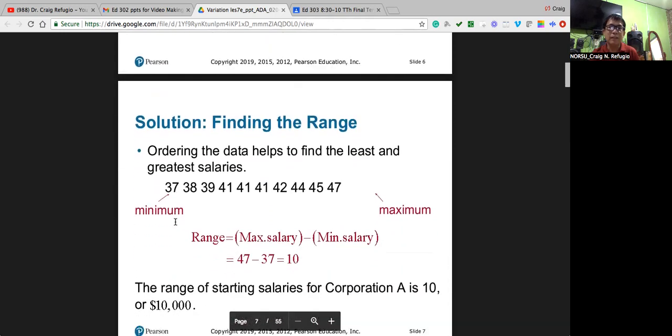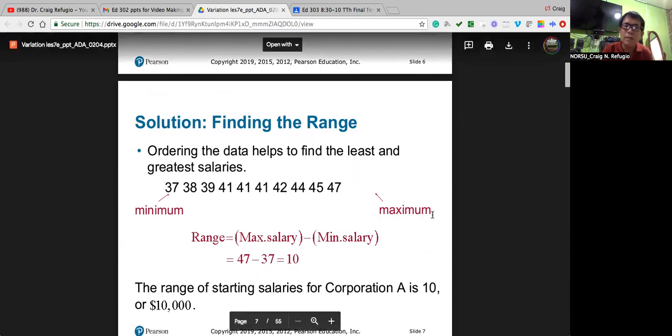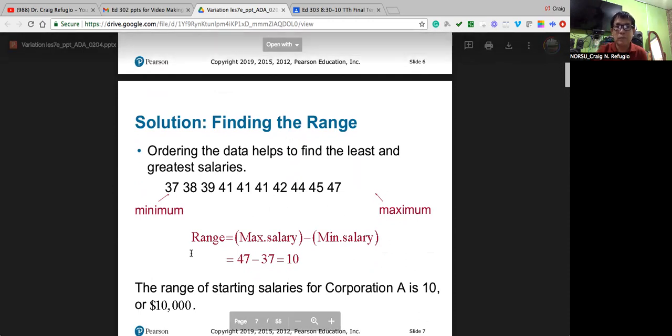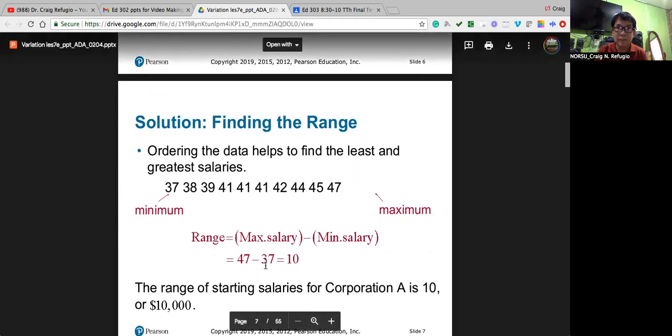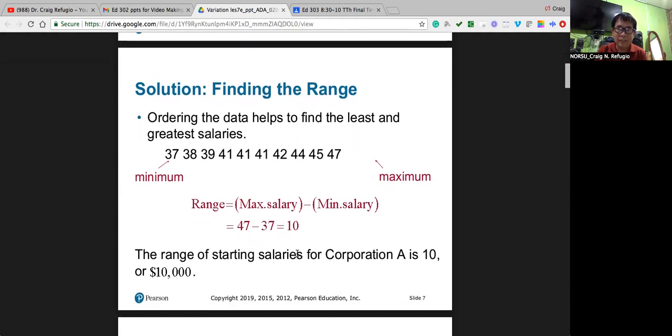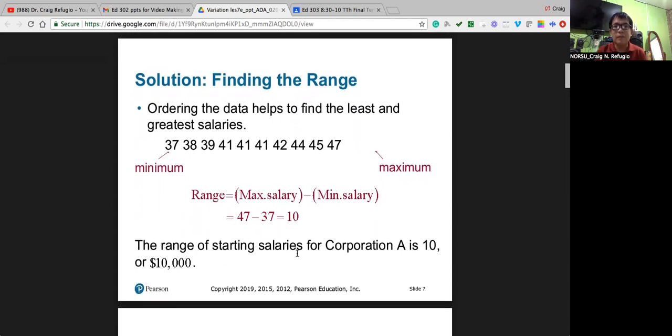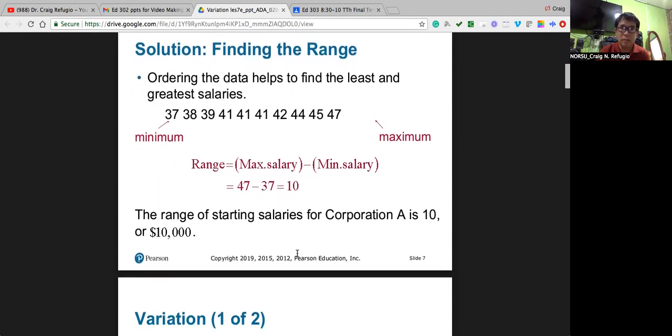So the solution in finding the range: we can arrange the data from lowest up to the highest. So we have 37, 38, 39, 41, 41, 41, 42, 42, 45, then 47. We look at the minimum value and the maximum value. So range is equal to the maximum, 47, minus the minimum, 37. So range is equal to 10. So the range of starting salaries for Corporation A is 10, or $10,000.